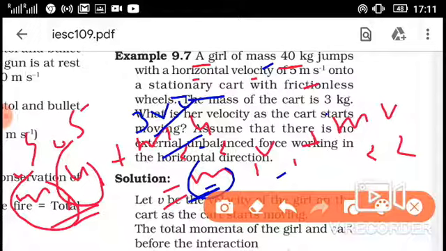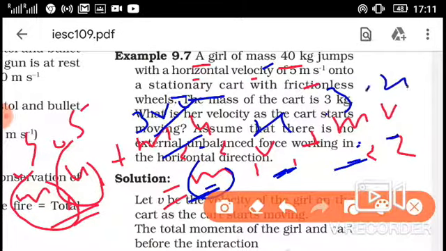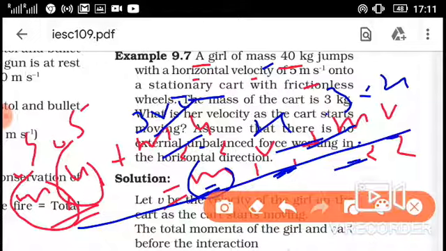A girl of mass 40 kg jumps with a cart horizontally, means the velocity of the cart and the girl will be the same, because the girl now sits on the cart. So you take m1 as 40 kg and v1 in place of v you write x, plus m2, that is 3 kg, and v2 again x, because the velocity is the same. Now you just calculate it and then you will get your answer.